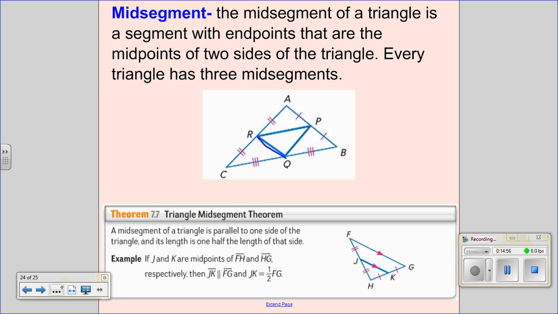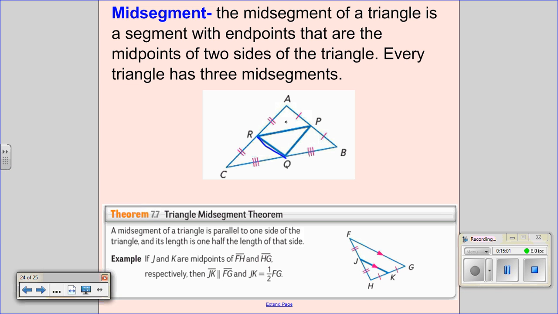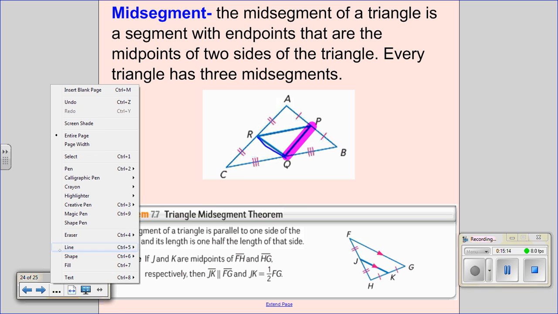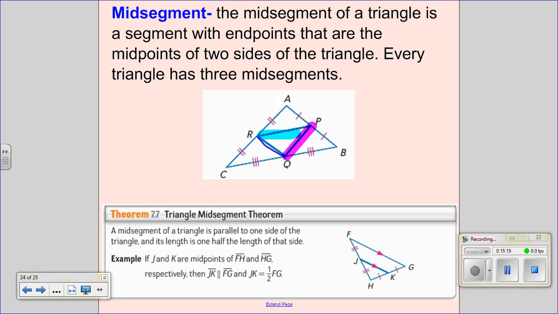Then QP is a different midsegment. P would be the midpoint of A to B, and Q would be the midpoint again of C to B. And lastly, we have RP as a midsegment. So again, a midsegment has endpoints that are midpoints, essentially. Now let's talk about the midsegment theorem.